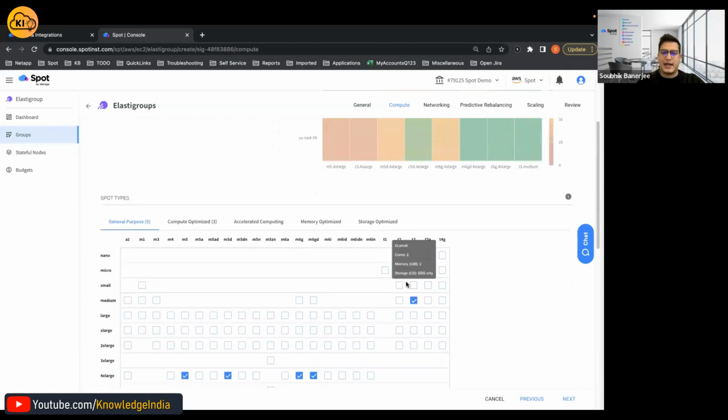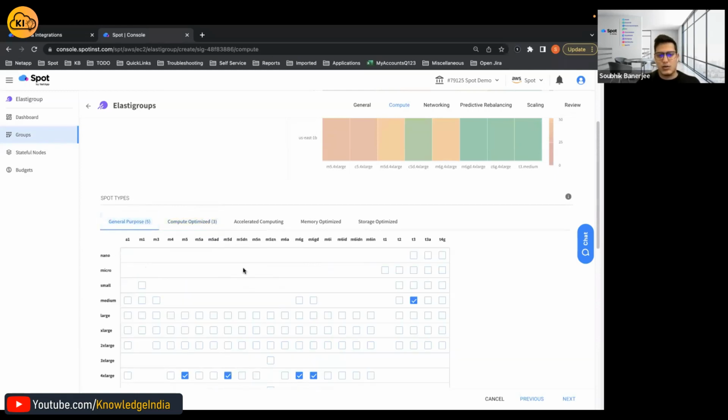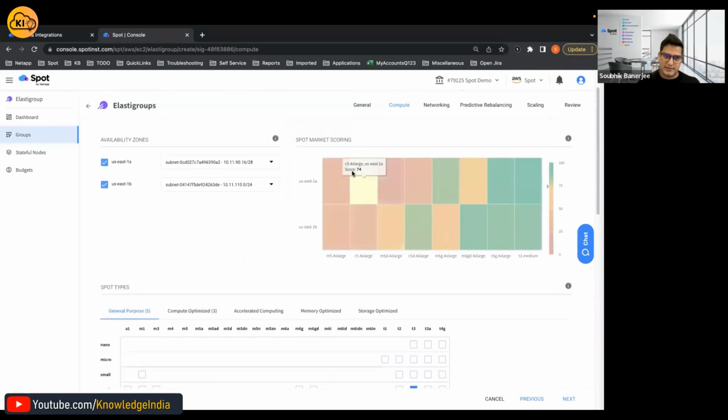But again, as I was mentioning earlier, we urge our customers to select as many instance types as possible. We have distributed them based on general purpose, compute optimized, accelerated computing, and so on. You can go to each component and provide the instance types, and it will show you the score based on that.